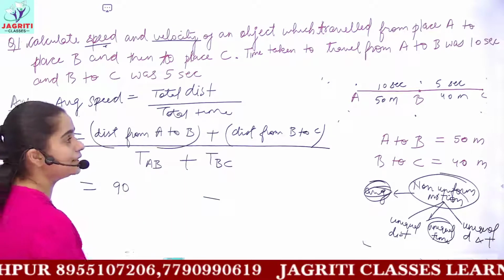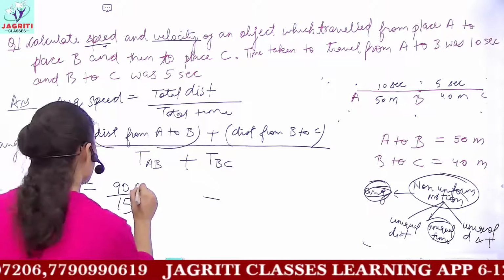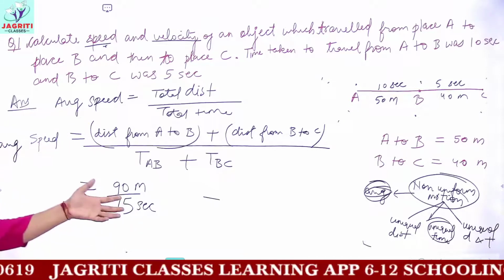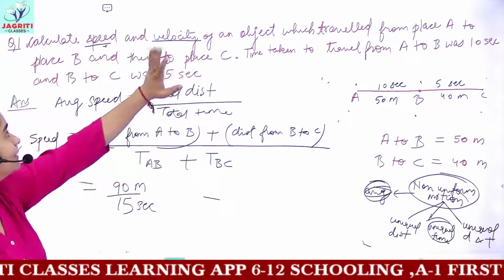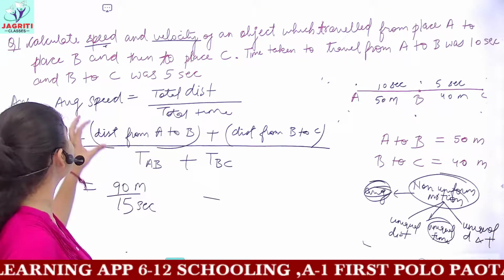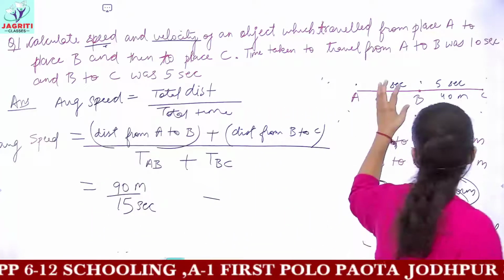And what is the total time? The total time here is 15 seconds. The distance you have in meters and time you have in seconds. So see, we have used the formula of average speed here. Although nothing was written in the question that calculate the average speed, I could also have used the formula that speed is distance upon time. But which kind of distance do I have to take?